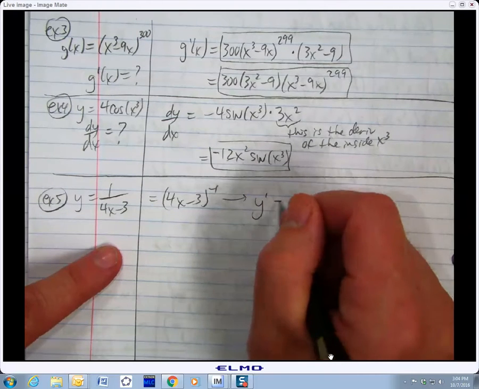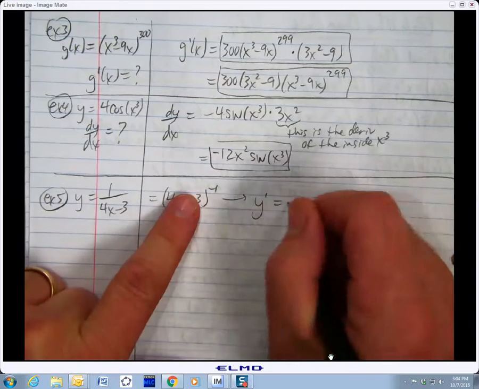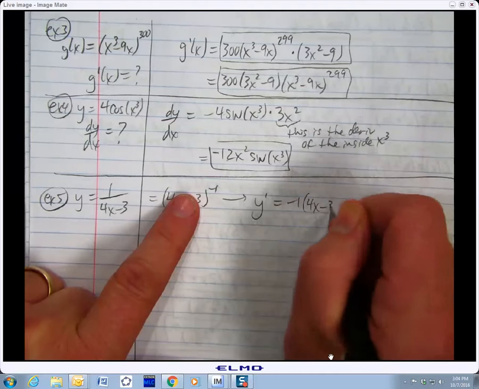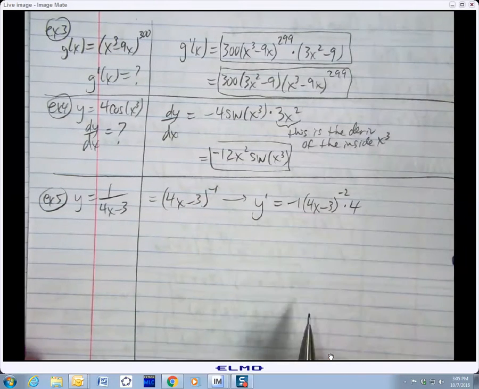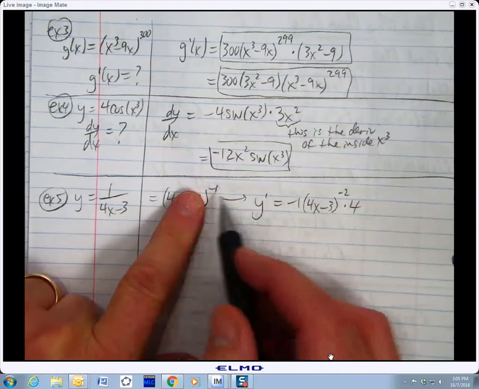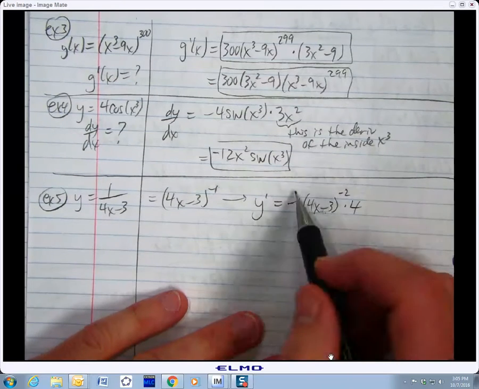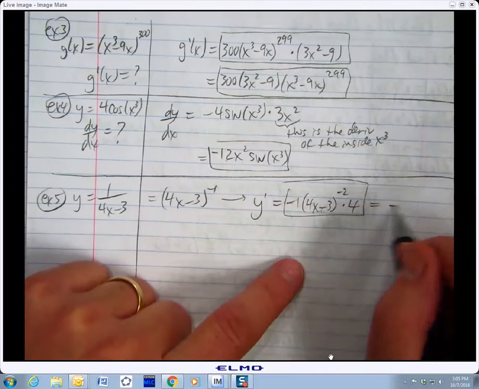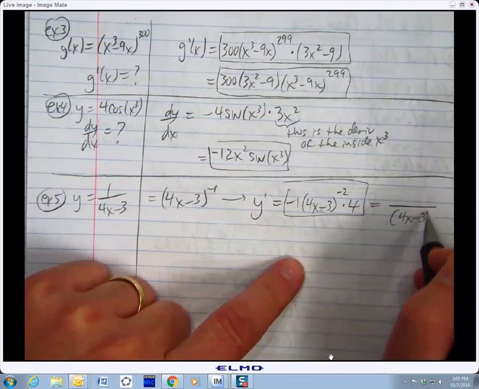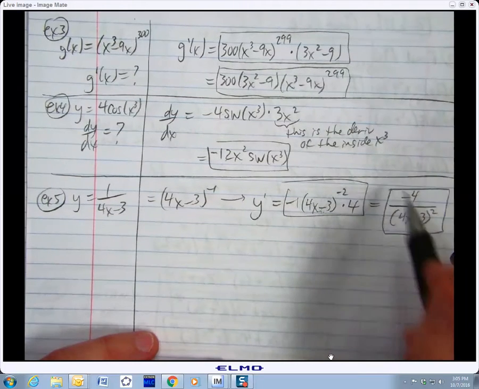y prime, we'll start with our power, because that's the outside function. That'll come down. Take the stuff to 1 power less, and then go multiply by the derivative of the stuff inside. So again, derivative of the outside at the inside, that didn't change, times the derivative of the inside. So this one's an okay answer. If somebody didn't want to leave the negative exponent, they might move that to the bottom. And that leaves a negative 1 times 4 on the top, which is negative 4. And then we could just box that up.